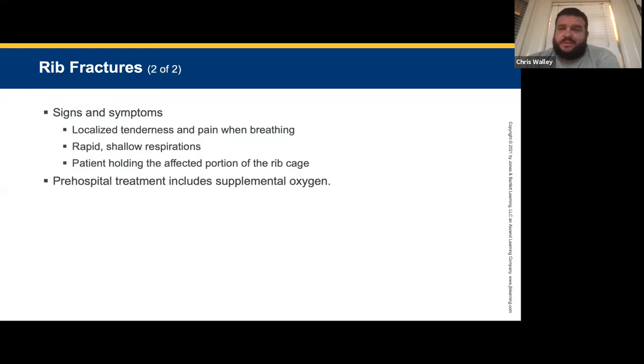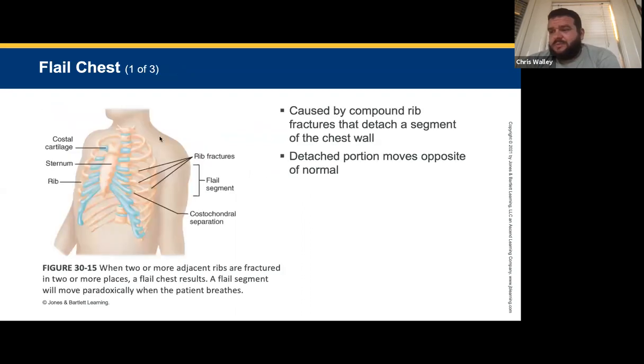Only thing we can do here is supply supplemental oxygen. You can see right here, this is a flail chest. So these are broken on two different sides. What's going to happen is they're still going to be in place. They're not just going to float throughout the body, but they're going to move separately and it's going to create a lot of pain.